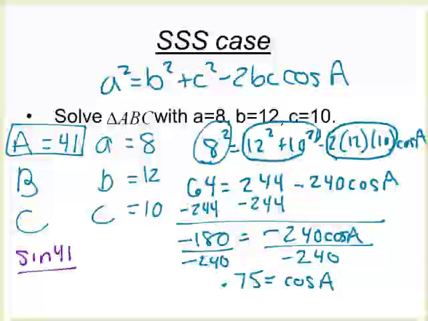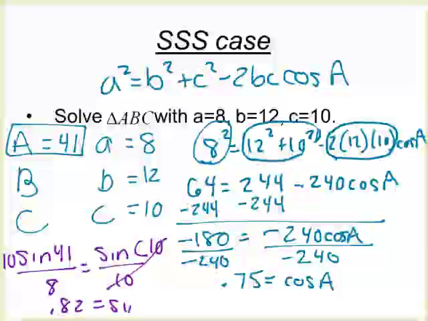Sine of angle over its matching side. And do I want B or C first? C first. Go for the smallest remaining first. Multiply both sides by 10. So into the calculator, 10 sine of 41. And again, make sure you close those parentheses after that 41. Divided by 8 gives about 0.82, which is the sine of C.